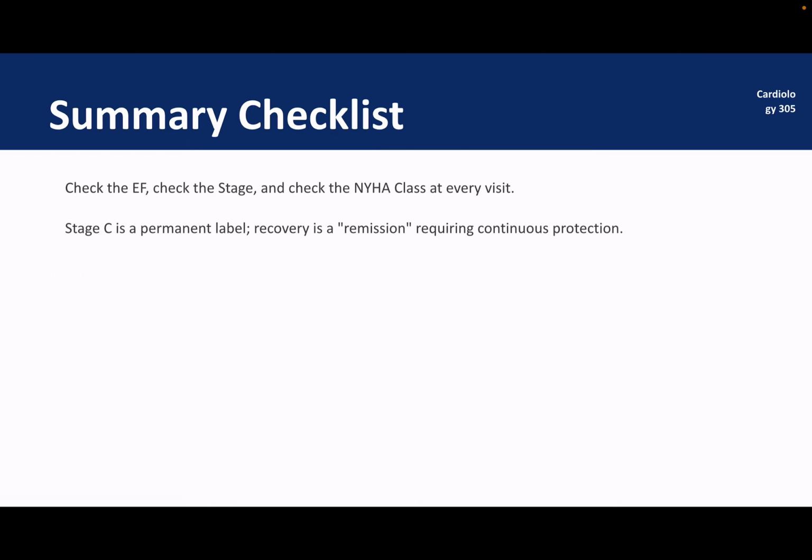Every visit, you have to have a summary checklist. Check EF, stage the patient using the ACC staging system, and NYHA class. Stage C is permanent. Recovery is remission, requiring lifelong protection with GDMT. This clinical matrix will make you a better clinician. Review the Universal Definition of Heart Failure 2021, the heart failure guidelines, and the guidelines on treating heart failure with preserved EF.